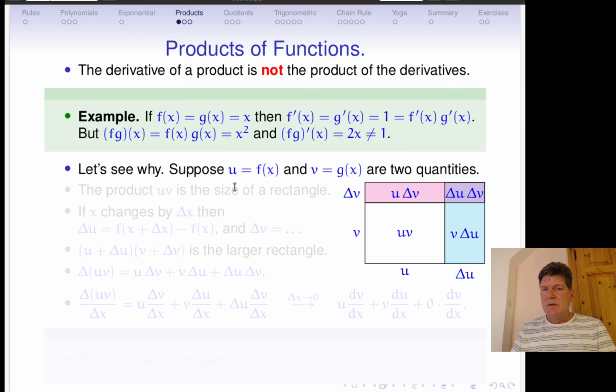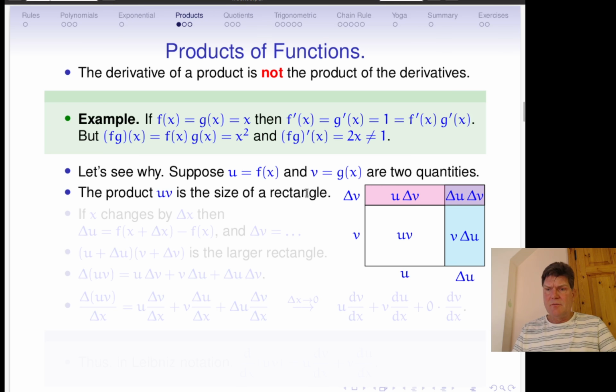Let's try and visualize this in graphical terms. Suppose we have two quantities u and v, which both depend on another quantity x, u being a function f of x and v being a function g of x. Then the product uv can be visualized as the size of a rectangle here, with side lengths u and v.